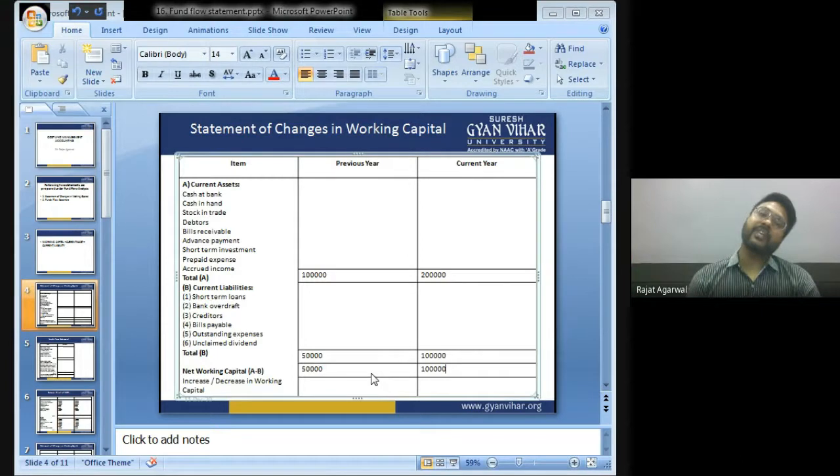Now in the previous year our working capital is 50,000 and in the current year our working capital is 1 lakh. It means our working capital is increased by 50,000. So we will write here increase in working capital 50,000. Everyone, I hope you all have understood this. We will also do some practical part on this.